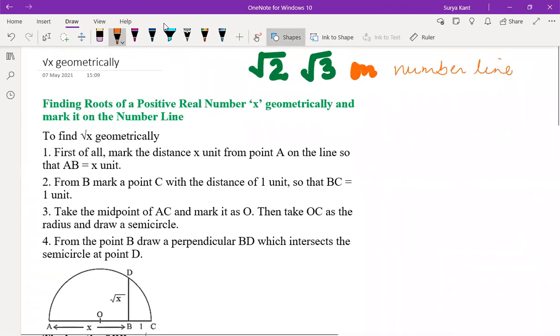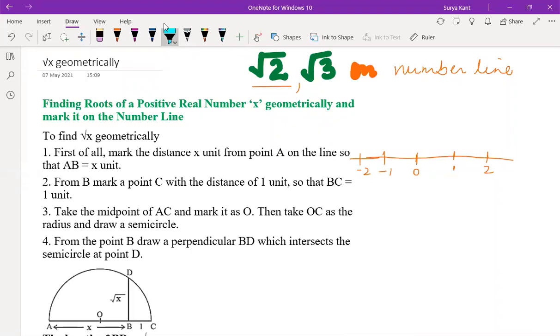See, if you draw one line first, we are drawing root 2 first, okay? You just make one line. Here will be 0, right? You should take here one distance, 1, 2, here minus 1, minus 2, okay? So first of all, take a distance from 0 to 1, that is 1 centimeter. And you draw one line here also, that is also 1 centimeter, okay?